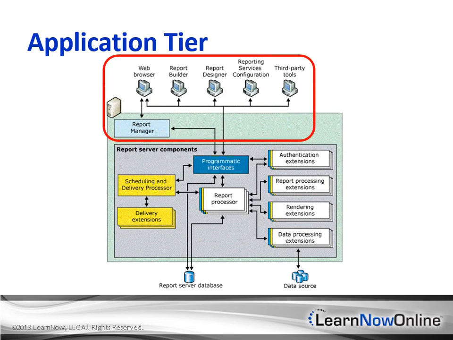And the next part is the application tier. This consists of the tools that you can use to create, view, and manage reports. The report creation tools create report definition language, or RDL files, which is a form of XML that defines the report components. The primary tools that you use to create reports are the Report Designer in SQL Server Data Tools and the Report Builder, which is a standalone non-web-based tool. You can also create your own tools or use third-party tools that make use of the reporting services programmatic interfaces.